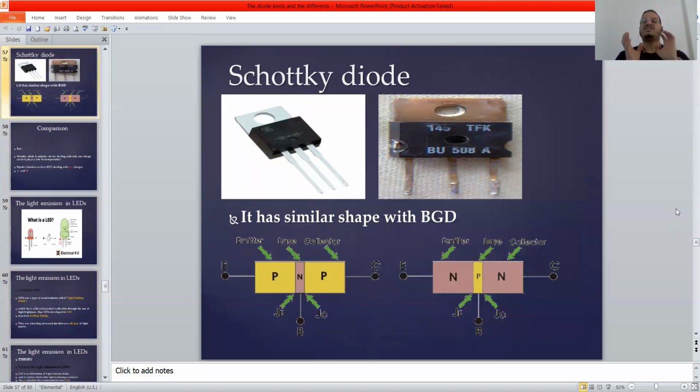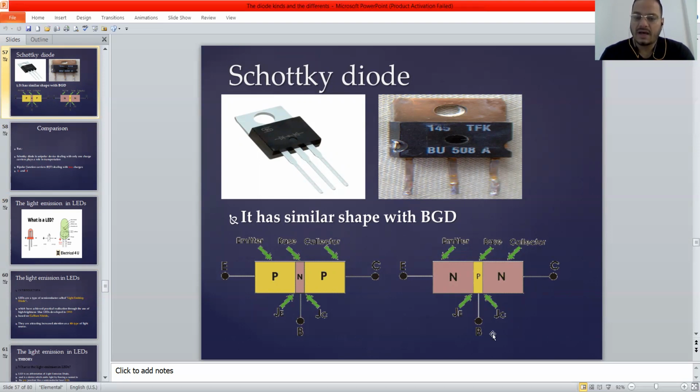Here we have some similarity in shape with the BJT. What is a BJT? The bipolar junction transistor. There is some similarity in shape, but inside there is a big difference between them. Here, the metal is positive and made from gold, silver, or platinum, with a Schottky barrier. Here, the silicon is negatively charged. It has a different name and a different job, but a similar shape to the BJT.